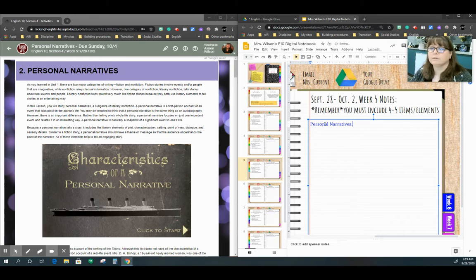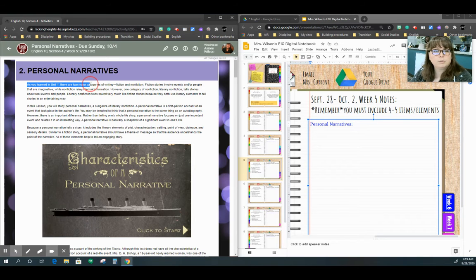Okay, so personal narratives. Let's talk about what those are. As you learned in Unit 1, there are two major categories of writing, fiction and nonfiction. Fiction stories involve events and or people that are imaginary, while nonfiction relays factual information. So if fiction is made up, nonfiction is true. However, one category of nonfiction, literary nonfiction, tells stories about real events and people.